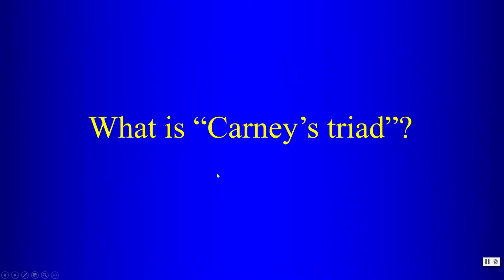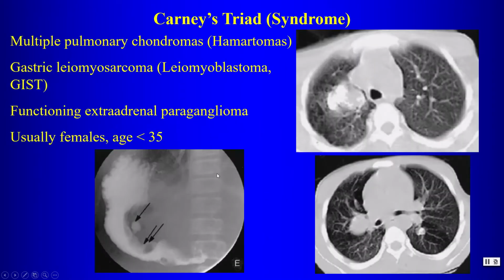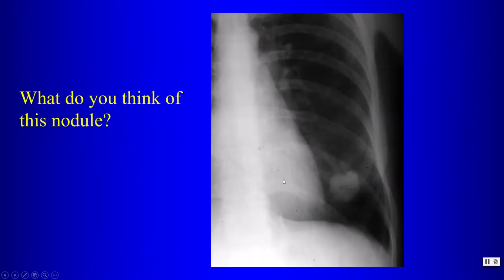Now, what is Carney's triad? So this is a nice trivia question. Carney's triad or syndrome: multiple pulmonary chondromas or hamartomas, gastric leiomyosarcoma or GIST tumors, and functioning extra-adrenal paragangliomas. That is the triad, and it's very rare, usually found in females less than 35. So here's the GIST tumor here, and this patient has multiple hamartomas there within the lungs.